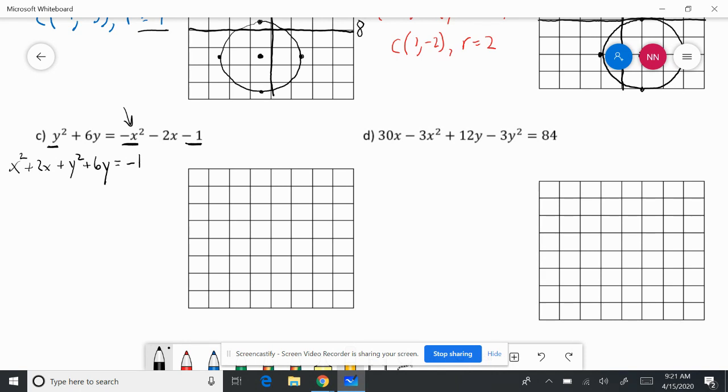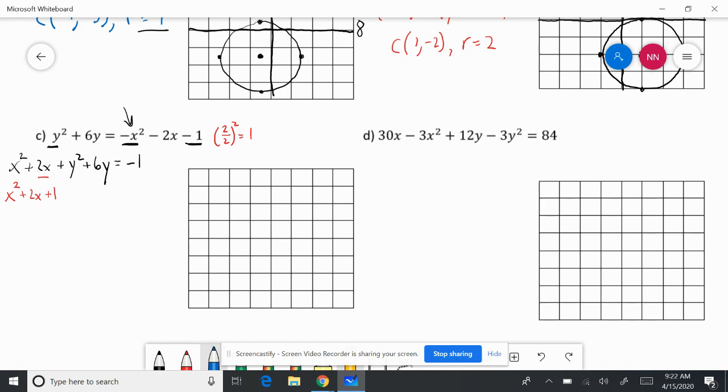And our next step is we're going to complete the square. So we're going to take our 2 from our x, we're going to divide it by 2. And what we're going to do is square it. And that gives us a 1. So we have x squared plus 2x plus 1.